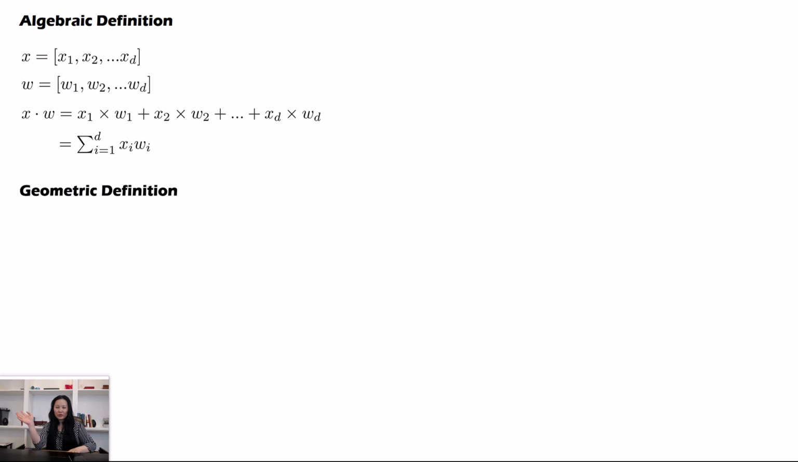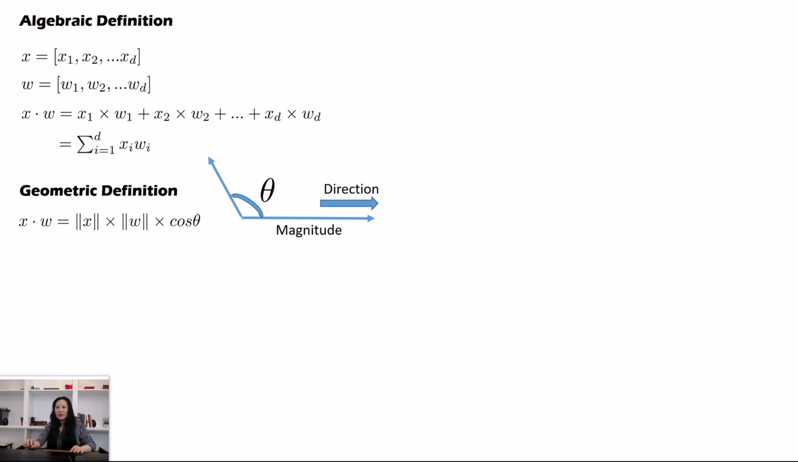Why do we need geometric definitions? We have to think from the perspective of the two vectors, okay? The dot product is basically telling us if there's any angle between the two vectors, and how large is that angle? Is it big or is it small? So the definition is saying that x dot w equals the magnitude of x multiplied by the magnitude of w multiplied by the cosine of theta, where theta is the angle between vector x and vector w.